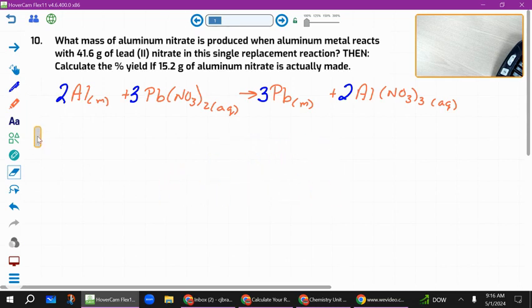Okay. Now, we are given 41.6 grams of lead nitrate. We are asked to find out how much aluminum nitrate is created, okay? The mass of it, all right? So take what you're given.